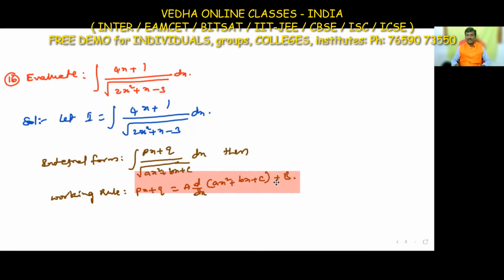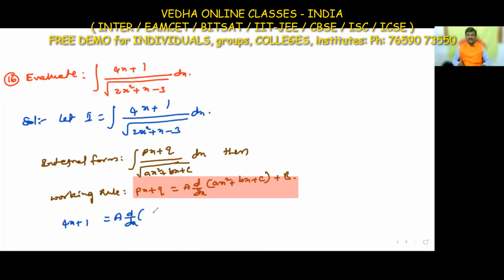Now we apply this formula. px + q is 4x + 1, so 4x + 1 = A · d/dx(2x² + x − 3) + B. Writing it out, this equals A times (4x + 1) plus B, since the derivative of 2x² is 4x, the derivative of x is 1, and the constant is 0.